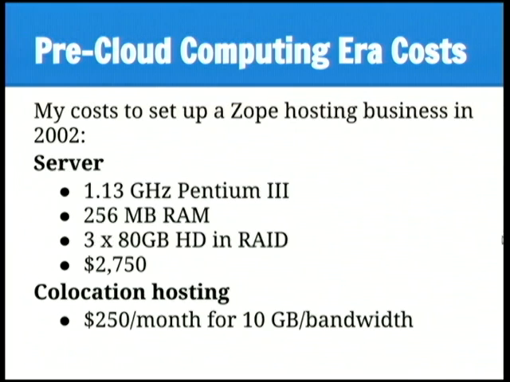These are my costs. I still have the invoices, so I looked them up. A 1.13 gigahertz Pentium 3, 256 megs of RAM, three hard drives for a RAID 6 configuration cost me almost $2,800 up front. The colocation hosting with, I think, Pier 1 or Pier 3, $250 a month for 10 gigabytes of bandwidth. So clearly, I am not a very good negotiator. I was paying even then $25 per gig of bandwidth. Okay, so that's just 10 years ago. I mean, granted, hardware is a lot cheaper, but all the same, those are still fairly hefty numbers.